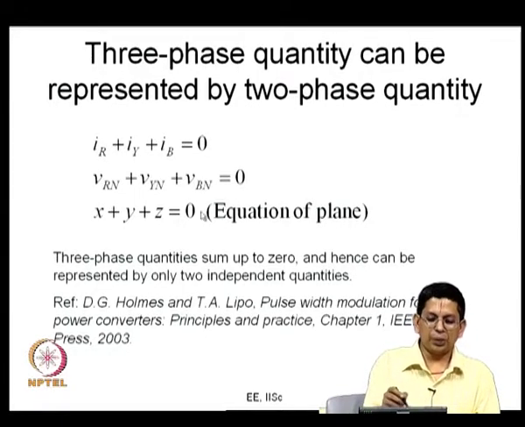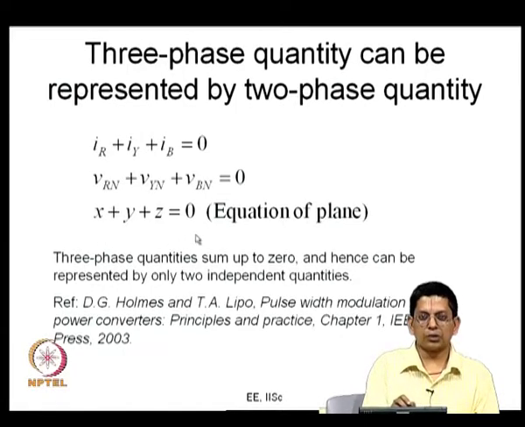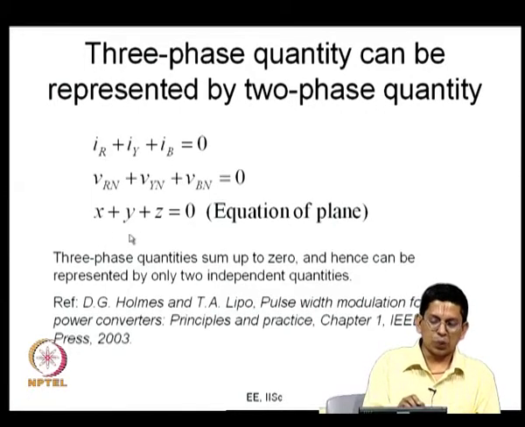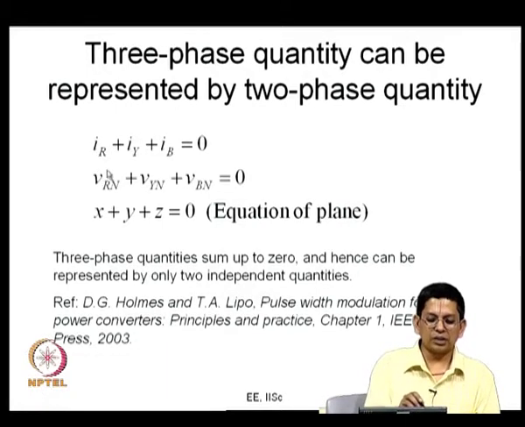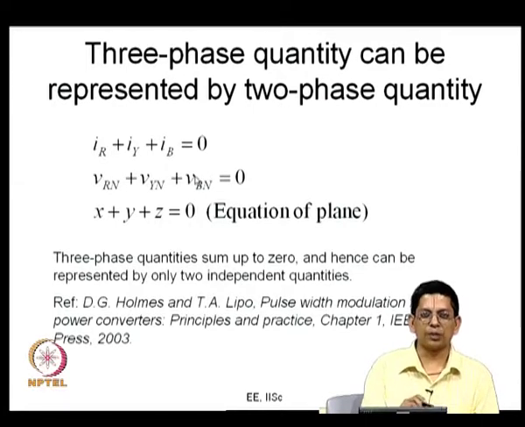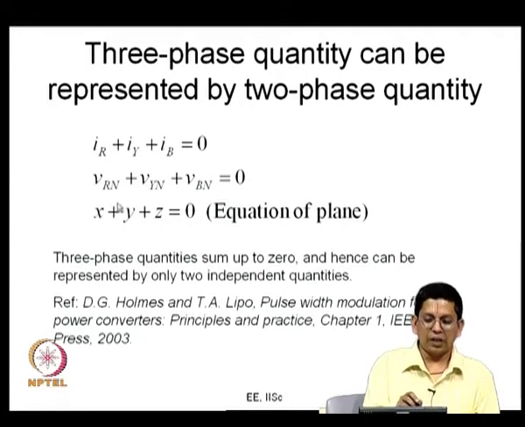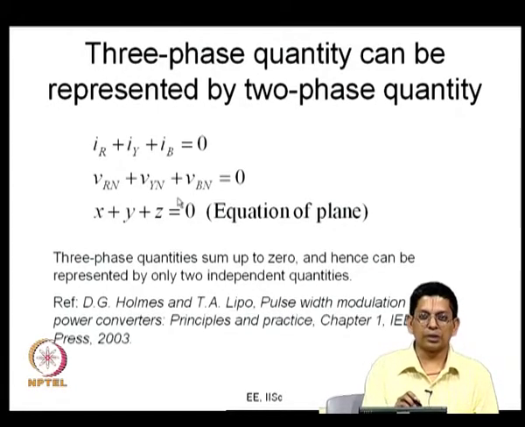So, both these equations, if you see, are of the form x plus y plus z is equal to 0 in the Cartesian coordinate system. So, what does x plus y plus z is equal to 0 represent in the Cartesian coordinate system? It is the equation of a plane. So, it is a 3 phase quantity, but you see that the 3 phase quantities are not 3 independent quantities, because they have a relationship. So, similarly here Vrn plus Vyn plus Vbn, this 3 phase quantity does not mean 3 independent quantities, they actually represent a plane.